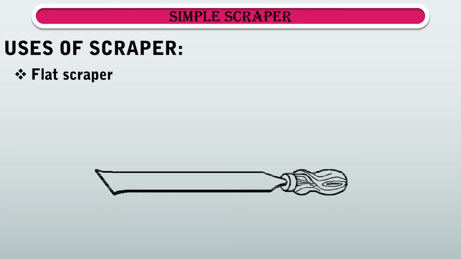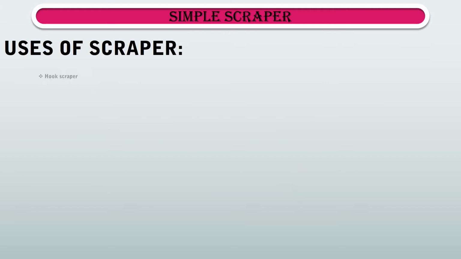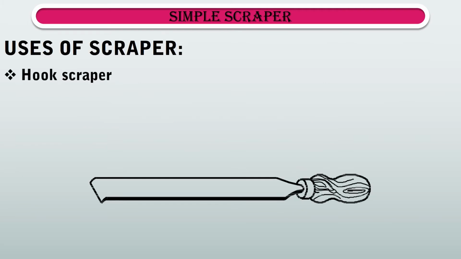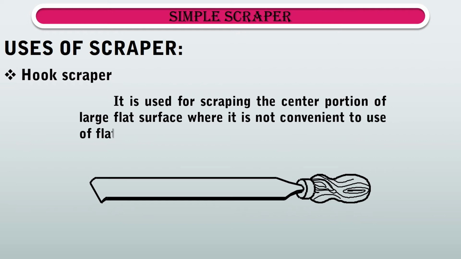First, flat scraper. It is used for scraping large flat surfaces. The working edge is not thicker than 3 millimeters. Second, hook scraper. It is used for scraping the center portion of large flat surface, where it is not convenient to use a flat scraper.